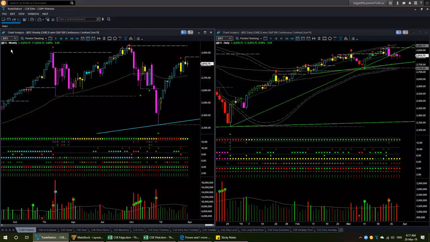We can see E-mini S&P 500, in fact. Okay, let's go through S&P 500. The weekly is giving a doji candle as of now. The color is yellow, neutral. Shape is very indecisive.